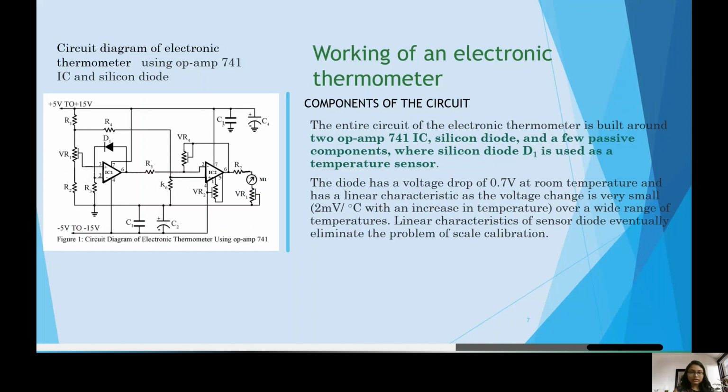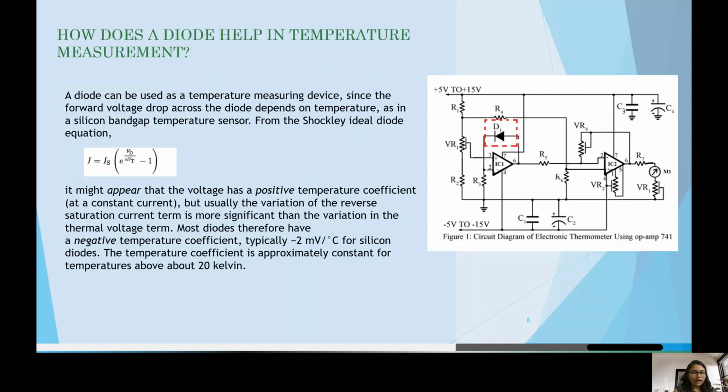The working of the electronic thermometer. As we can see in this given figure, the entire circuit of the electronic thermometer is built around the operational amplifier 741 IC, the silicon diode, and a few passive components. Here the silicon diode D1 is used as a temperature sensor. How does a diode help in temperature measurement?